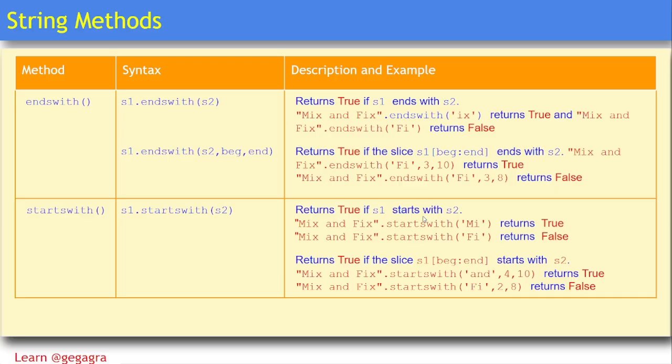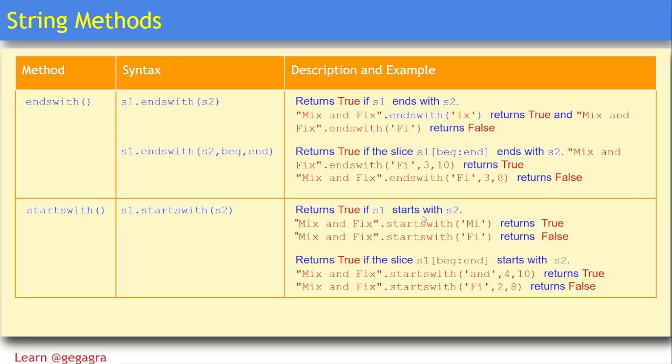So here 0, 1, 2, 3, and 4. So it is starting from index number 4, and that's why it will return true. But on the other end, mix and fix starts with fi, 2 comma 8. So 2 comma 8 means 0, 1, 2.